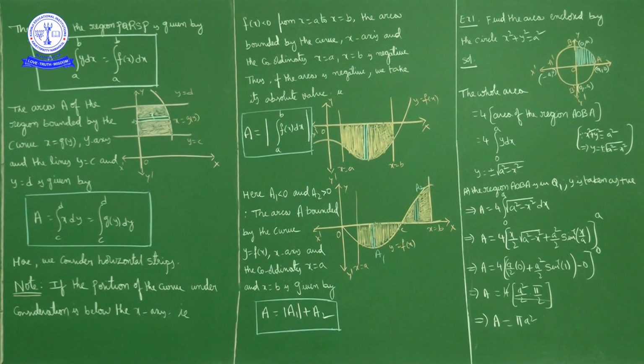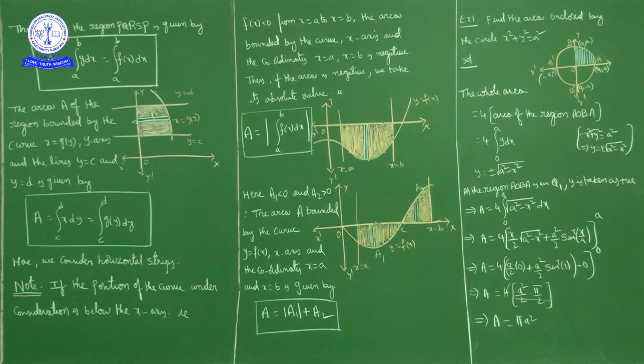Now where does this curve intersect the coordinate axes? For the x axis, put y equal to 0, then x square equal to a square, which means x is equal to plus or minus a. So it intersects the x axis at A (a, 0) and A dash (minus a, 0). Where does this curve intersect the y axis? Put x equal to 0, then y square equal to a square, so y is equal to plus or minus a. So we get B (0, a) and B dash (0, minus a).